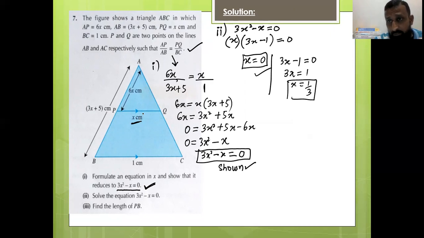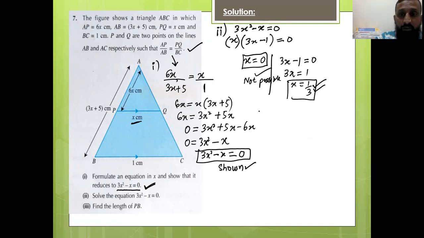Does it make sense? No. We can never have any side with value 0. So this value x equals 0 is not possible. We need to reject this value. This value x equals 1 upon 3 makes sense. So we will be using this value for further calculations. Okay, so this is the result for part 2.